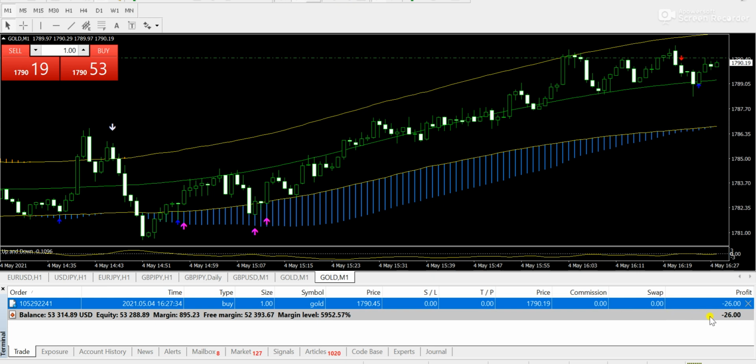My trade is right now $28 minus, and now I'm waiting for the market to go further in the upward direction so that I can take my profit.